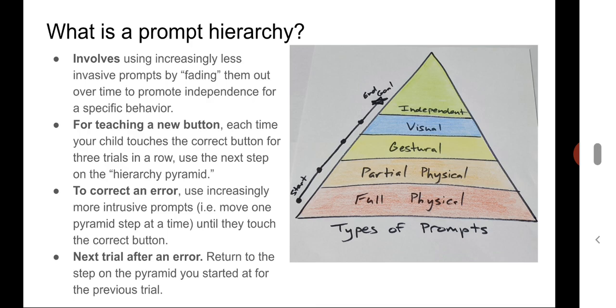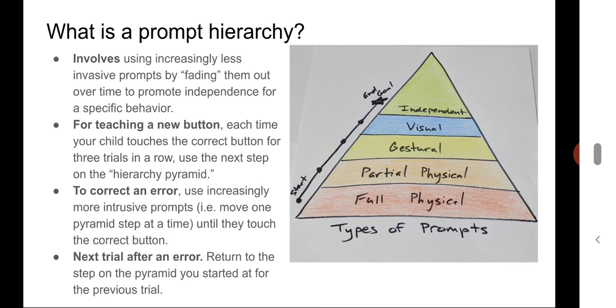So first off, what is a prompt hierarchy? I went over that briefly. Again, it involves using increasingly less invasive prompts by fading them out over time to promote independence for a specific behavior, and that is a mouthful. Basically, you start at the bottom of the pyramid with full physical prompting. You do that for a couple of trials in a row. Then you fade the full physical out and you start with the partial physical prompting.